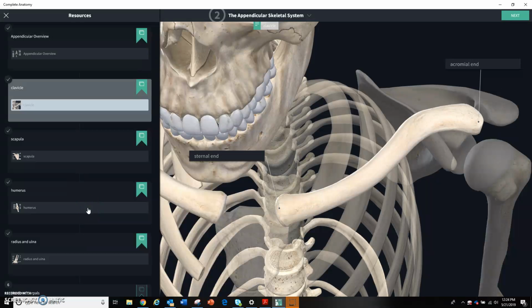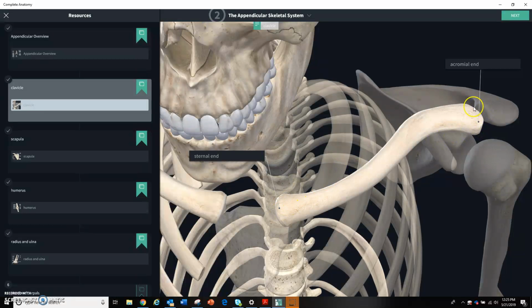This video will go over the features of both the clavicle and the scapula. So the clavicle has just a couple features. The sternal end articulates with the sternum. You can see here's the sternum right here. I've kind of faded it so that the sternal end really stands out.